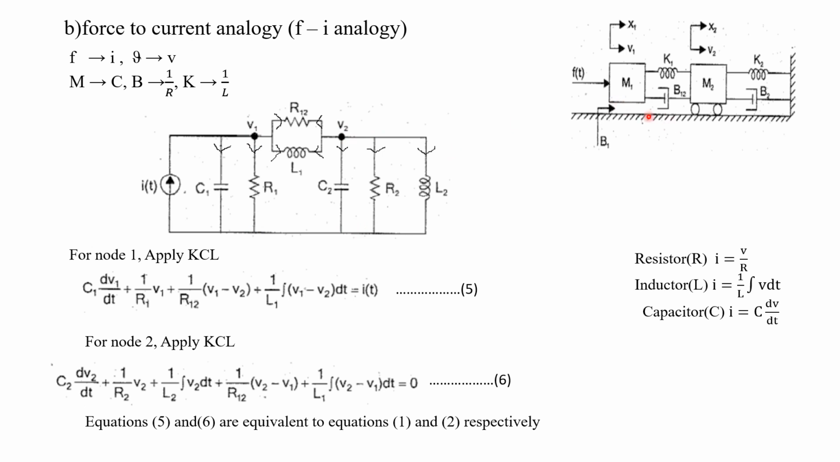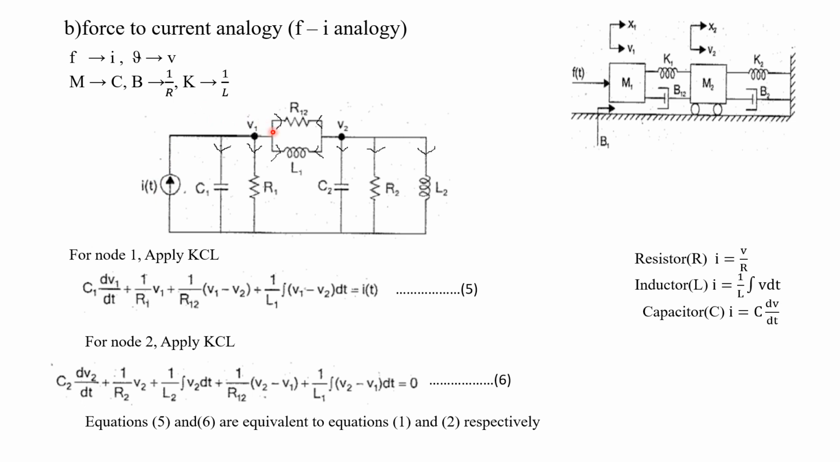Now listen here, for mass M1 is there any applied force? We have an applied force F of t. So this V1 corresponds to the mass M1. At this node V1, we have to connect a current source because force is equated to current, isn't it? So this is an input force, and we have to draw a current source. This is the representation of a current source. While drawing the current source, it should always be away from the ground. This is ground, isn't it? So from the ground, it should be towards the node. So this is I of t.